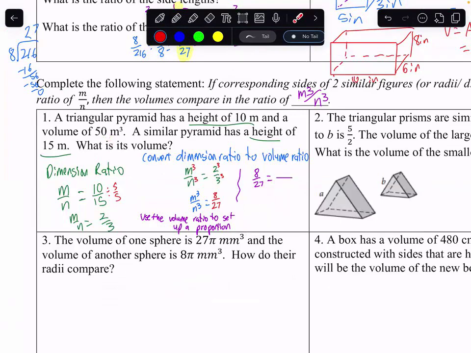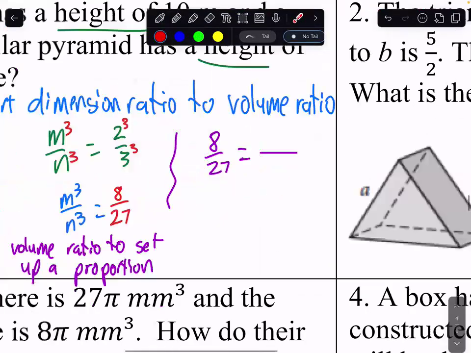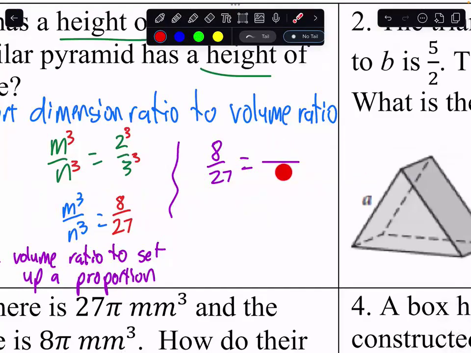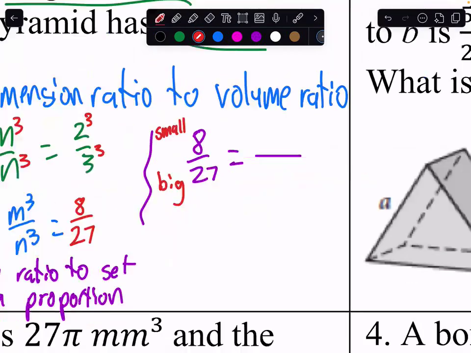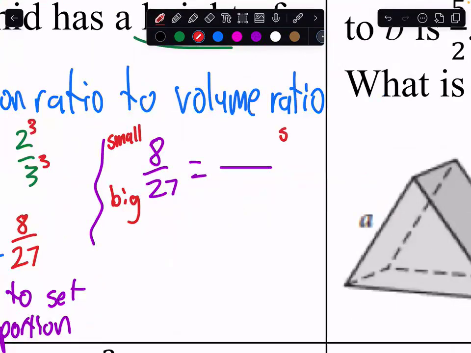Okay, but you have to know whether the number goes on top or bottom. And it's not going to be the same for every problem. Sometimes it's top, sometimes it's bottom. So how do you know? Well, for the ratio, there's always going to be a bigger number and a smaller number, right? So for this particular problem, you can clearly see the smaller number is up top and the bottom number is the bigger one. Okay, so that means that over here, the smaller shape is on top and the bigger shape is on bottom. Okay, so for this whole problem, smaller numbers up top, bigger numbers on bottom.